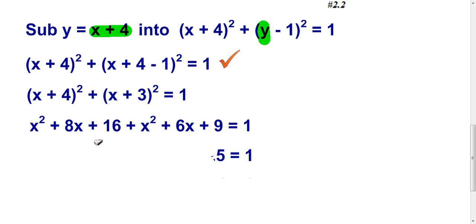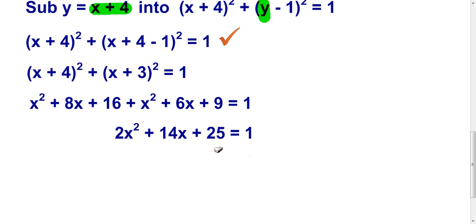What I've done here is actually simplified this side before taking the 1 over, but you can take the 1 over there. But simplify this down, you're going to get 2x squared, plus 14x, and 16 plus 9 is 25. Okay, then take the 1 over, make sure you let it equal 0.